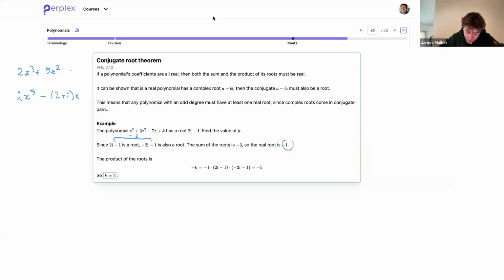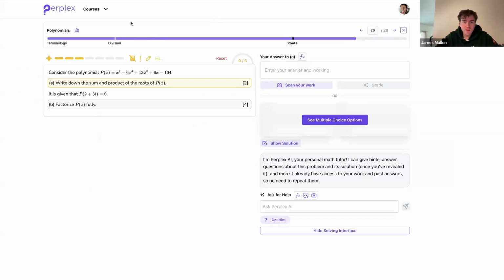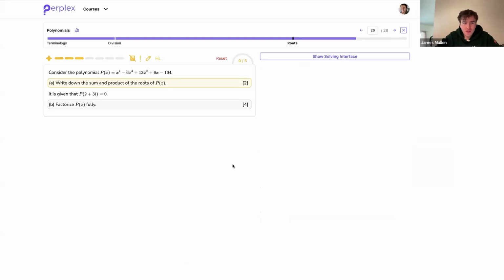Okay? And then the product of the roots is just negative k. It's negative 1 to the 3 times k over 1, which is negative k. And if I multiply everything together, I have minus 1 times 2 minus i times negative 2i minus 1. That's going to give me negative 5. So k is equal to 5. All right. Okay, let's go over the solution here.